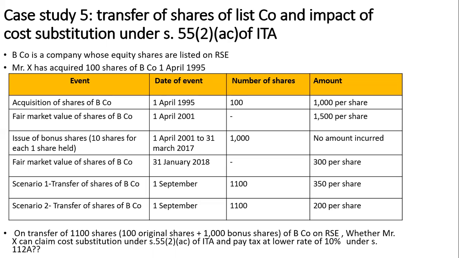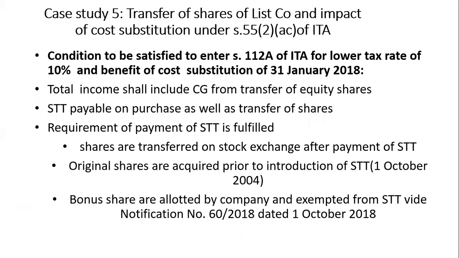Scenario number 2: there are two types. He sold the shares at 350, and in scenario number 2, he sold at rupees 200. In both, the calculation would be different. So here the 350 is different, the bonus share is different, and the original share would be different. Okay. So I am giving further details to follow. On transfer of 1,100 shares, 100 original and 1,000 bonus shares of B on the BSE stock exchange, whether X can claim 112A at the lower rate of 10%. Under 112A, LTCG can be taken at 10% and STCG at 15%. Let us go further.